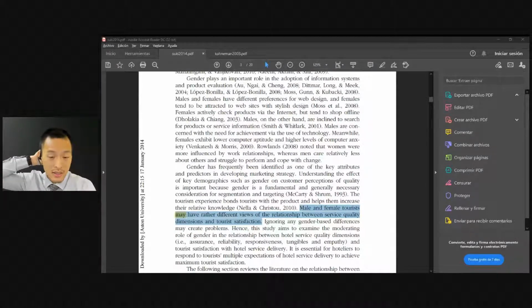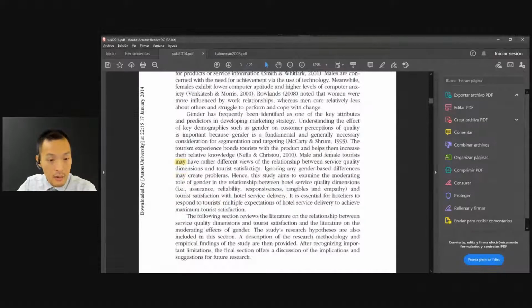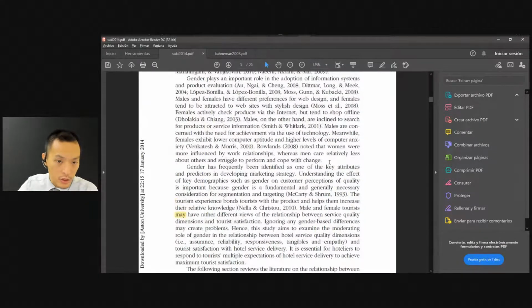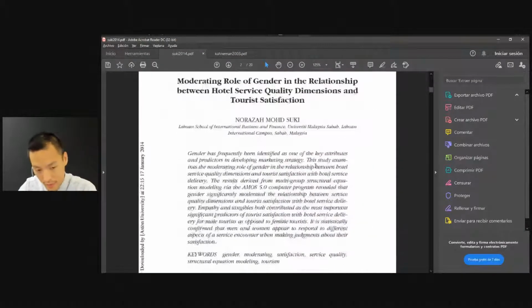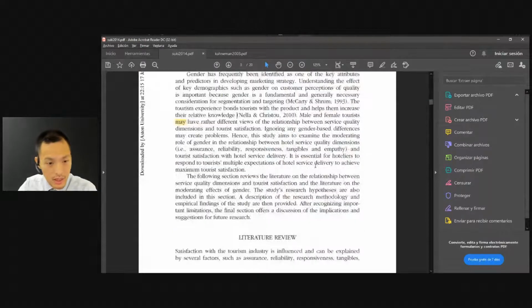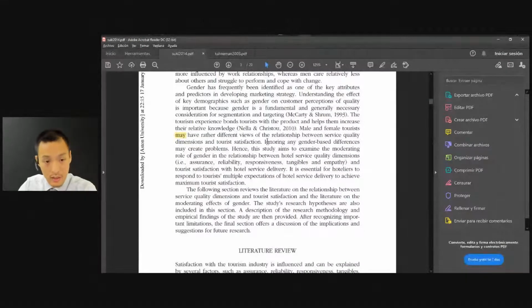Not that many. Okay, so that's the author's key point, that before this paper, nobody had ever studied it, right? And then the author, I don't know if it's he or she, Norazah, I don't know Malaysian names, warned that ignoring any gender-based differences may create problems.